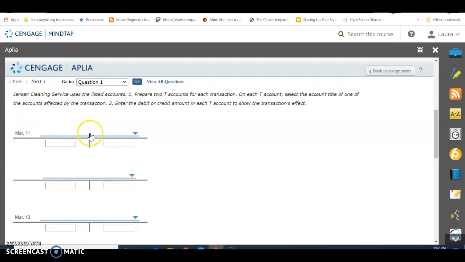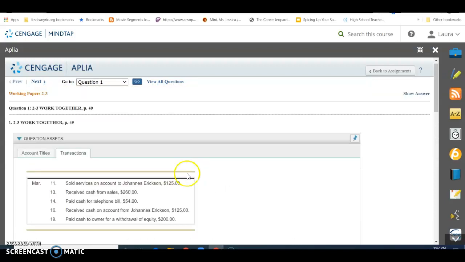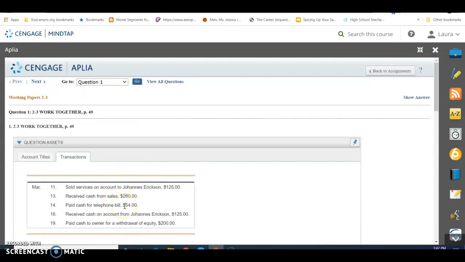So the same thing, that gives us the T account, and we have to figure out what is debiting and crediting. And remember, we always have to label our debits first. So the first transaction on March 11th, we sold services on account to Johannes Erickson, $125. So basically we sold something to somebody, but they're not paying us any cash at this time. So it's a sale on account.